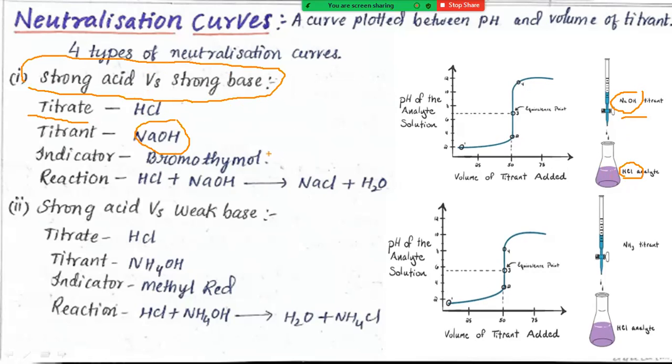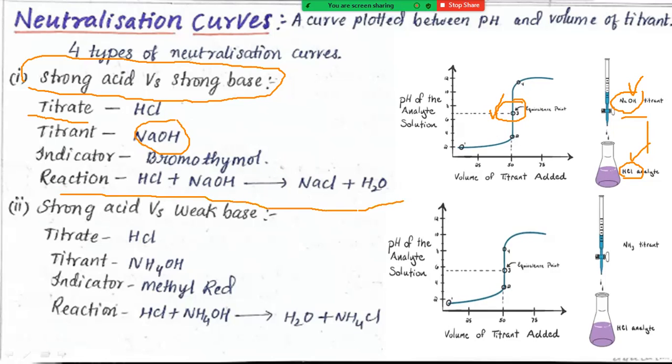What happens when we add base to the acid? Here we get the equivalent point at a pH value of exactly 7. Why? Because we are using a strong acid and a strong base, the two substances have equal capability to release H plus ions as well as OH minus ions. So neutralization takes place equally, and both substances participate in the neutralization reaction equally. That's why the equivalent point comes exactly at pH 7, right?